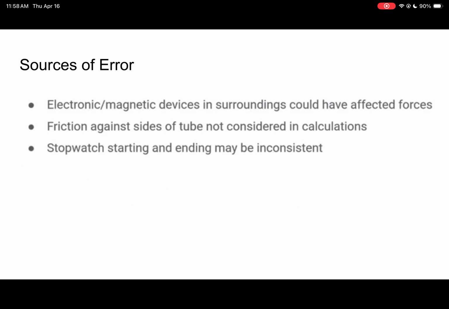Possible sources of error: other devices, like electronic and magnetic devices in the surroundings, could have affected the forces. We're also neglecting the friction that may have happened against the side of the tube. That may have caused a longer time than what was expected. And the stopwatch when we were taking the time was inconsistent, like starting and ending, that's based on human error and our reaction time not being super consistent.